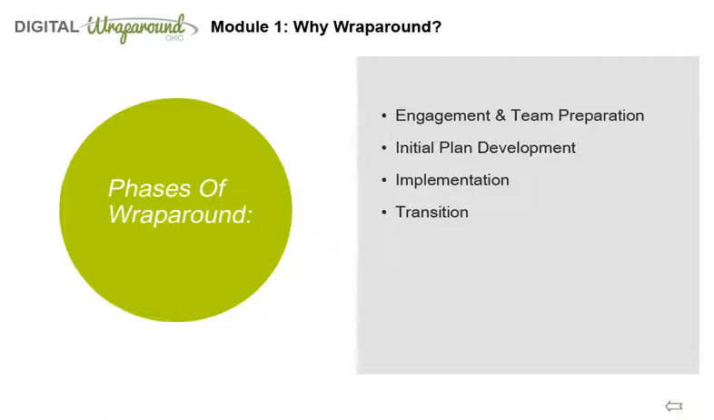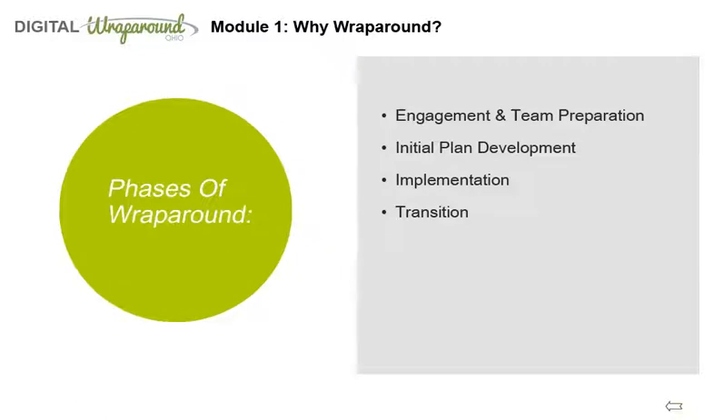As wraparound has developed, there has been an expansion of roles to include both parent and youth peer support partners, those having lived experience working with the youth serving systems. As a result, at times, some of the activities presented in the phases may be done by one of these other roles. Additionally, the phases are not exclusive of one another.